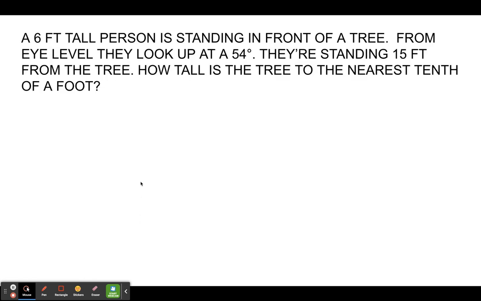So, a 6-foot tall person is standing in front of a tree. From eye level, they look up at a 45-degree angle. They're standing 15 feet from the tree. How tall is the tree to the nearest tenth of a foot?